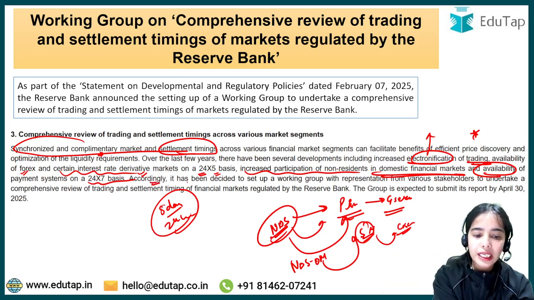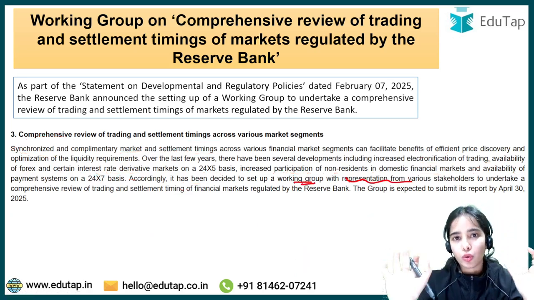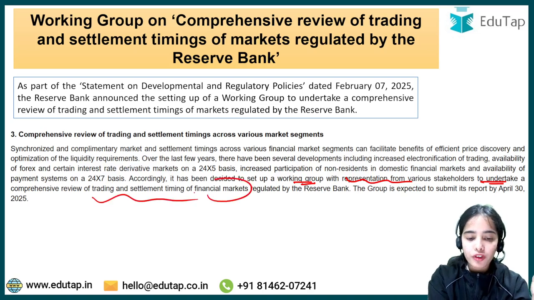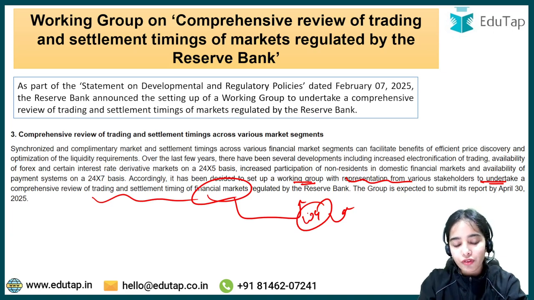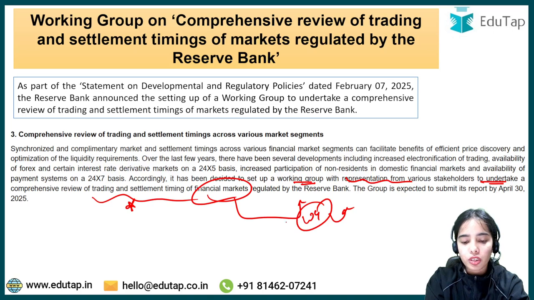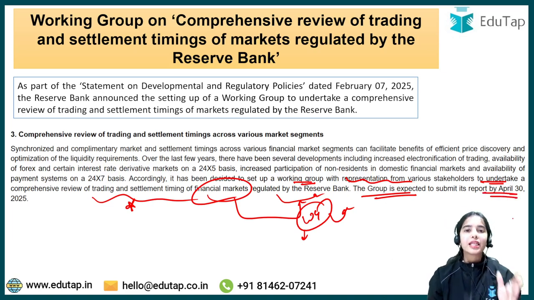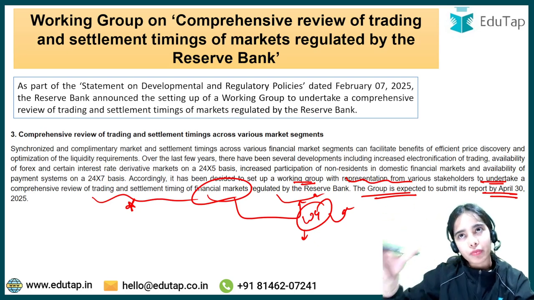Okay. Accordingly, it has been decided to set up a working group by the RBI with representation from various stakeholders, to undertake a comprehensive review of the trading and settlement timing of the financial markets regulated by the Reserve Bank of India. So the working group will review the trading and settlement timing for the money market, the government securities markets and the other markets regulated by the RBI. The group is expected to submit its report by April 30, 2025. So you can understand that the report will be released around April, and this working group will remain relevant in April and May also.